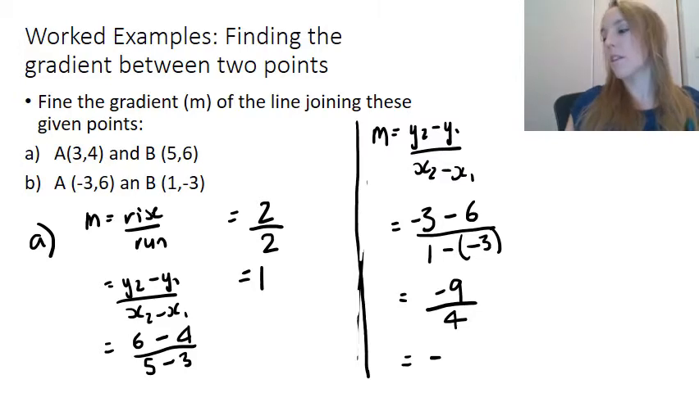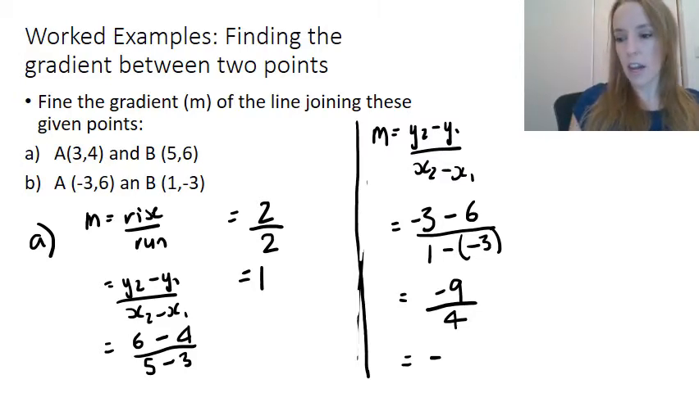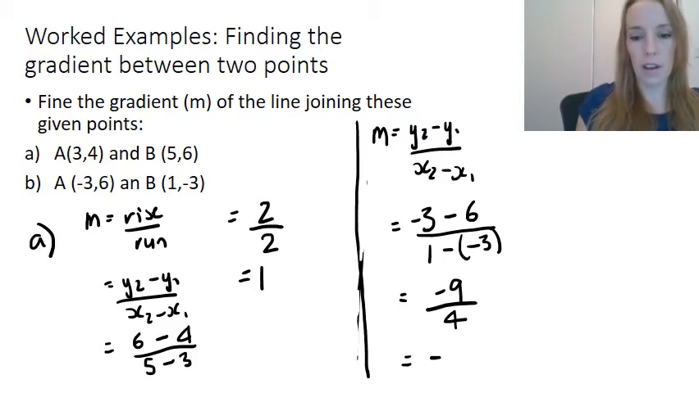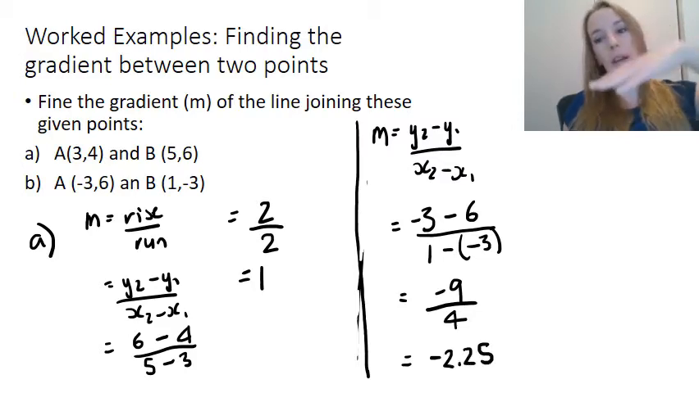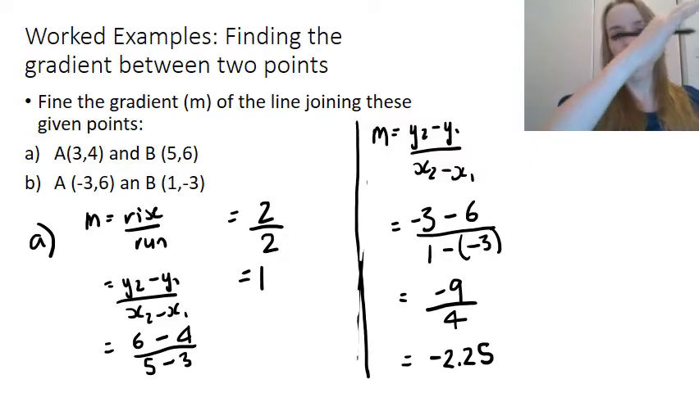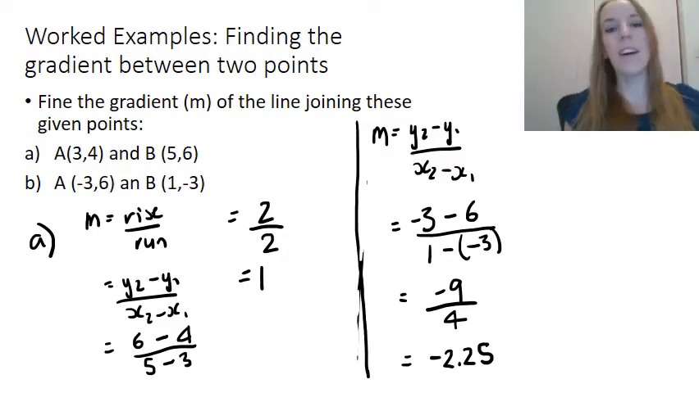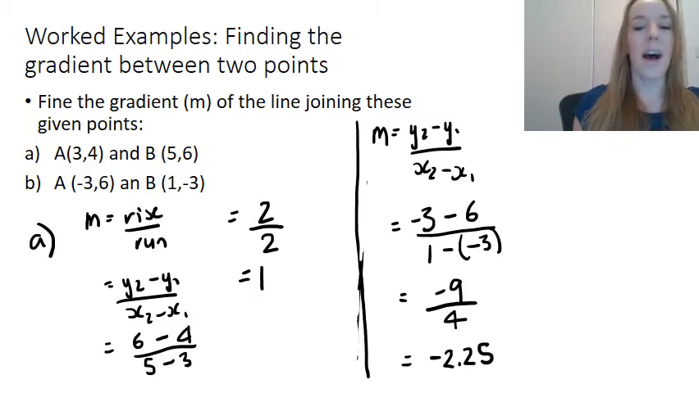I can't do that in my head, so I'm going to grab my calculator and type in negative 9 divided by 4 is 2 point something. There we go, 2.25. So negative 2.25. So you've got a negative gradient there, so obviously the line's going to be going this way, that way, which way is right in the camera. It's going to be going negative anyway. So it's a negative gradient of negative 2.25.